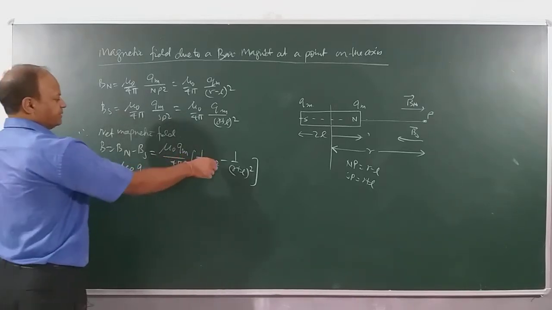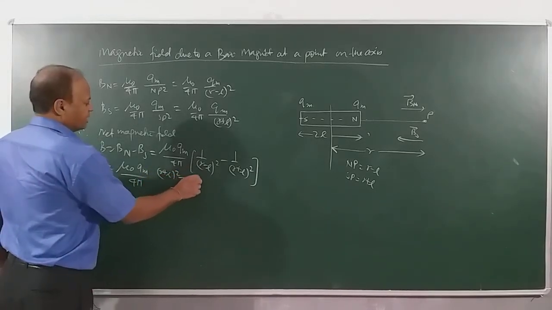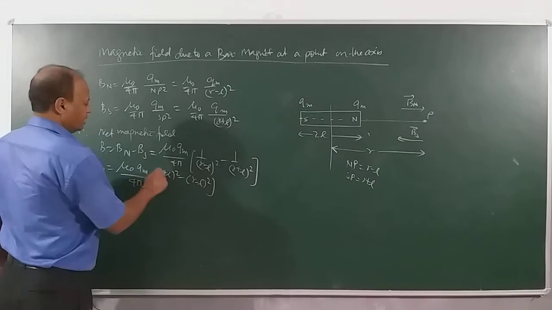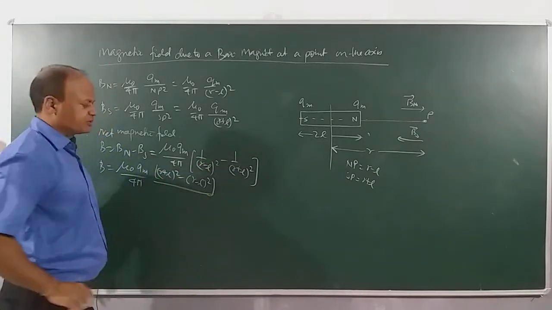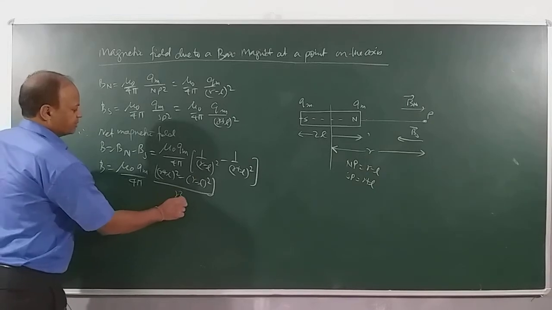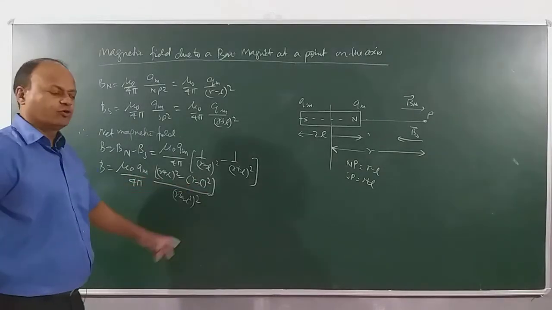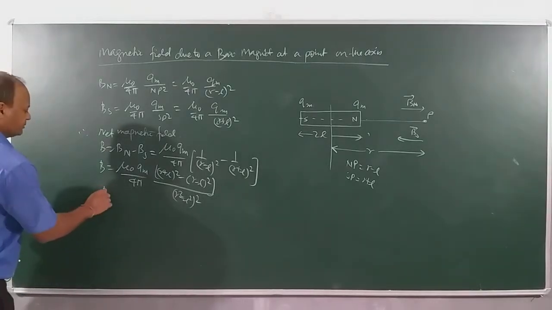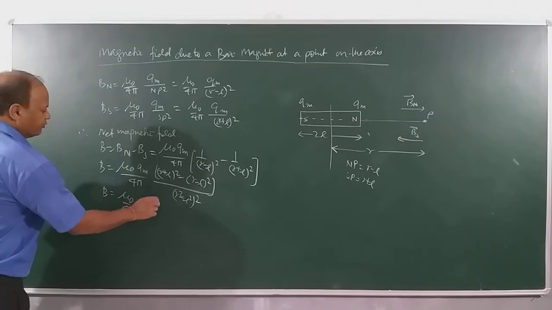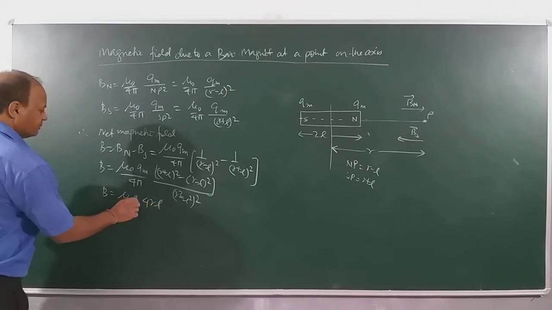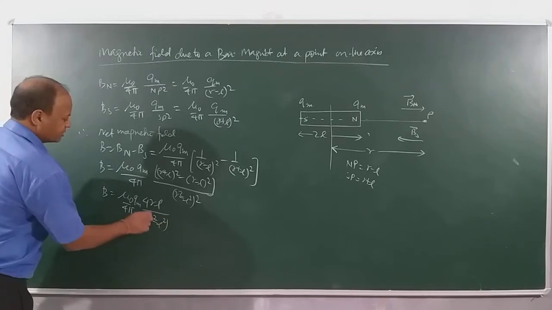If we simplify, it will be (r plus l) whole square minus (r minus l) whole square, and this is (a minus b) into (a plus b), which is a square minus b square, so the denominator becomes (r square minus l square) whole square. If you simplify this numerator, children, how much do you get? 4rl. So B becomes mu naught by 4 pi, 4rl Qm divided by (r square minus l square) whole square.